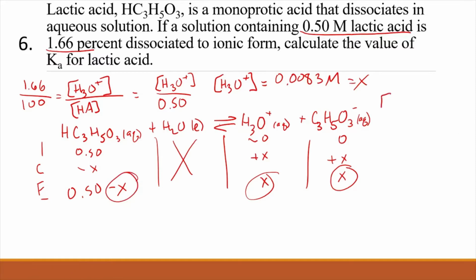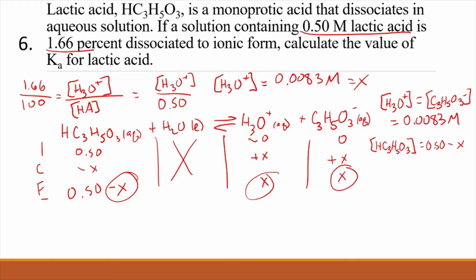So now we know that hydronium and the lactic acid ion are equal to 0.0083 molar. And then we know that the lactic acid concentration is equal to 0.50 minus X, which is 0.4917 molar.